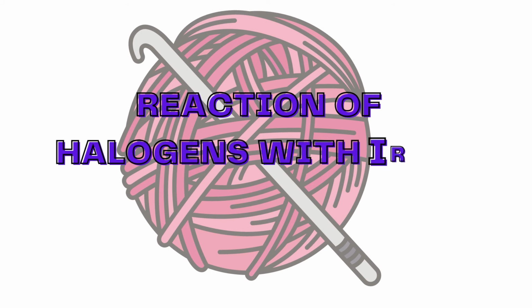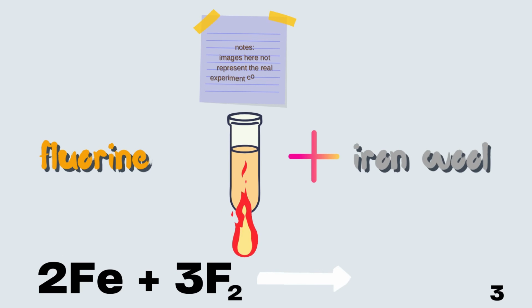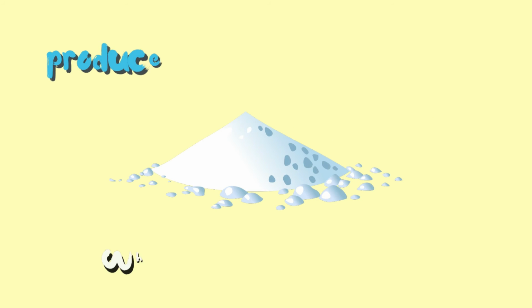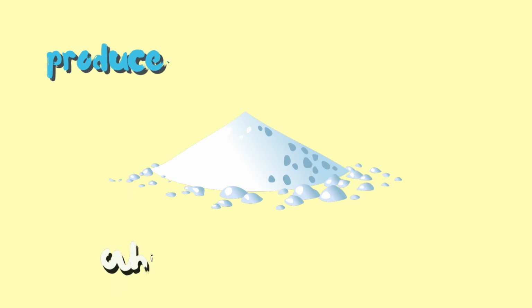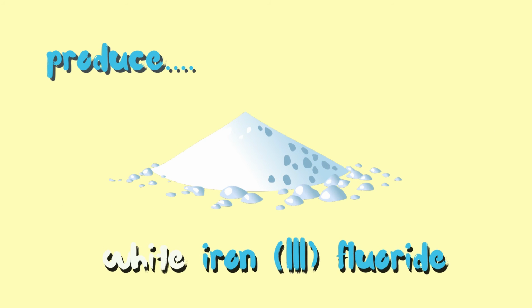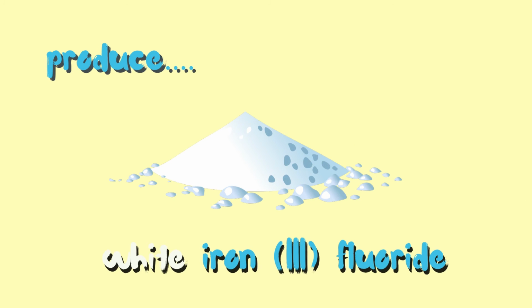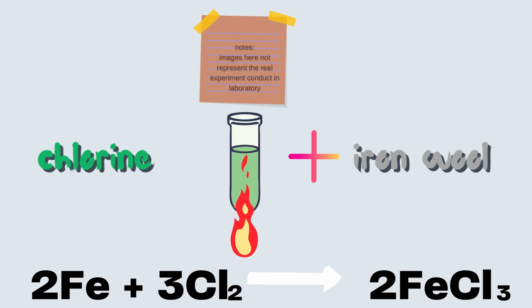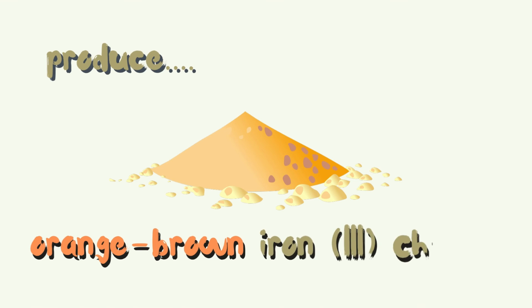Okay, the last reaction in this video is the reaction of halogens with iron wool. Iron wool burns in cold fluorine to give white iron(III) fluoride. This is a rapid reaction in which the iron burns and is oxidized to an iron(III) compound, in other words, from an oxidation state of 0 in the elemental metal to an oxidation state of +3 in the iron(III) compound. Next is chlorine gas in contact with hot iron to produce orange-brown iron(III) chloride. The iron is again oxidized from a state of 0 to +3.